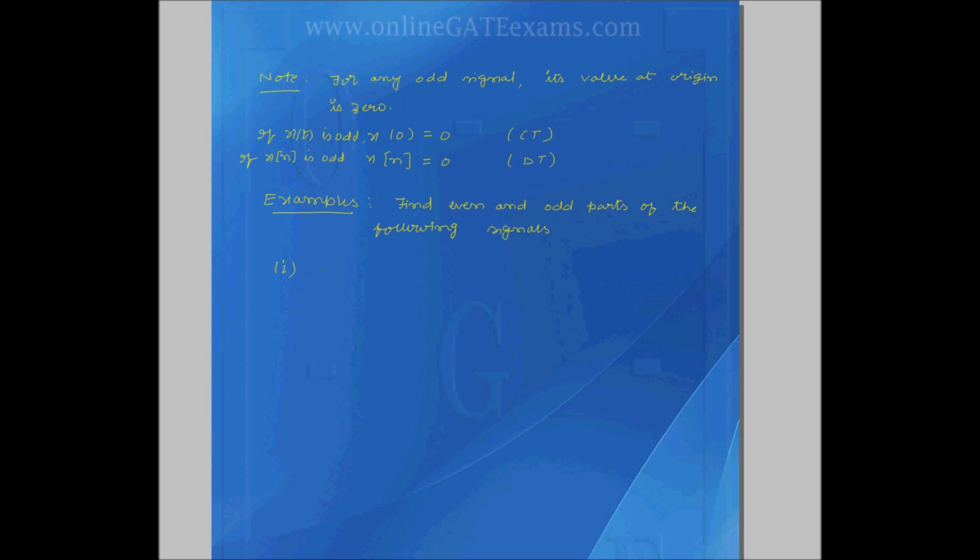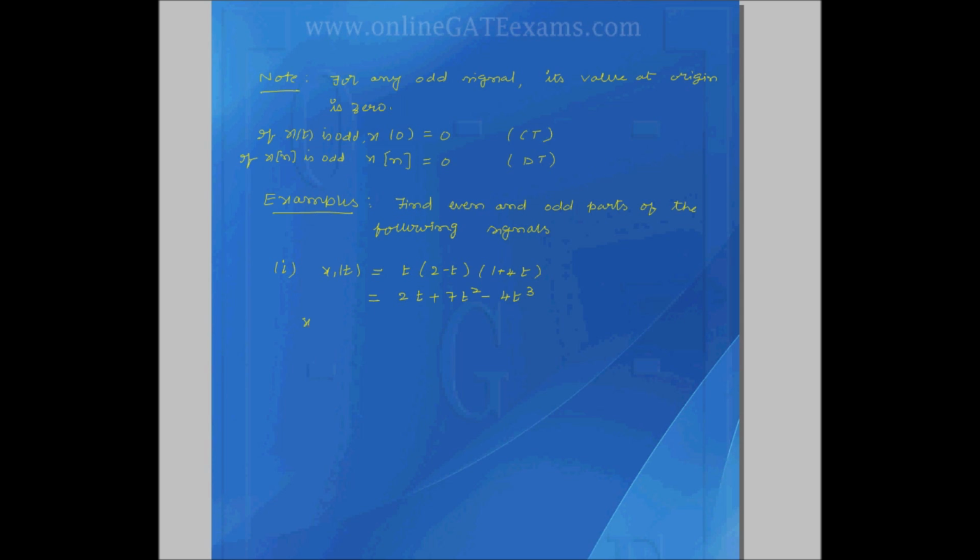First one, let us take x1 of t equal to t(2 - t)(1 + 4t). Okay, so that is our signal. Let us try to find the even and odd parts of the signal. If you expand this signal, you can easily see that this is nothing but 2t + 7t² - 4t³.